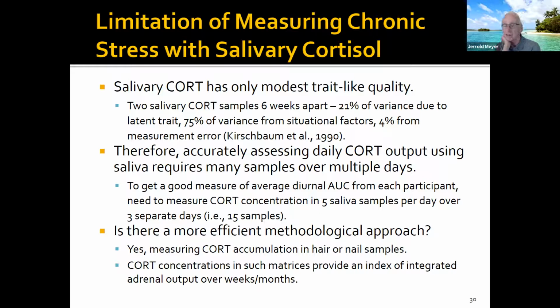So going back to the idea of the old way, the traditional way before hair came into vogue, if you will, of trying to measure chronic stress, HPA axis responses to chronic stress using saliva. Your biggest problem is that salivary cortisol has only a modest trait-like quality. So, a lot of you are psychologists or in other aspects of a science that has a social aspect to it, social science. I like to consider psychology properly done as a biological science, but traditionally it's a social science.